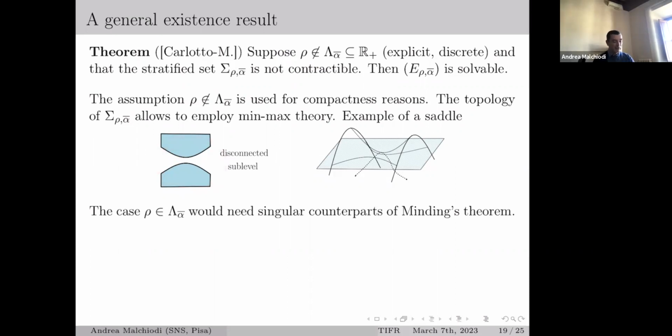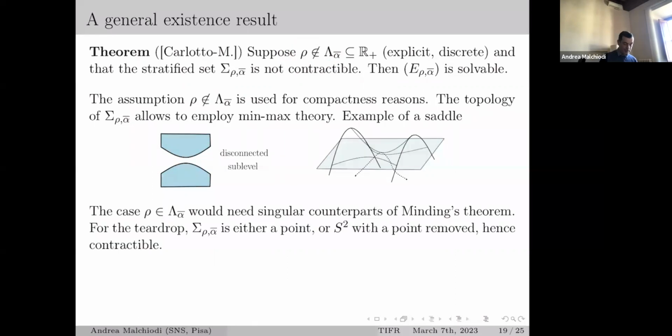And the case of rho belonging to this discrete set would require a sort of singular counterpart of Minding's theorem, the rigidity of flat metrics on simply connected sets. For the teardrop, we saw that there are no solutions. When you take a topological sphere with one singular point, the set of measures which occurs in this theorem will be either a point or the sphere with a point removed. So it will be a contractible set, and that's why you cannot apply the above theorem.